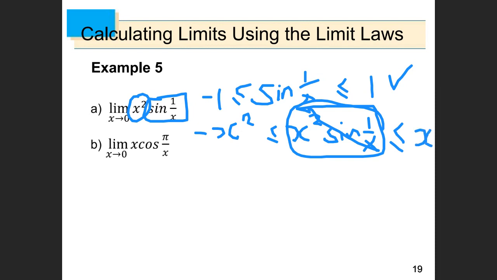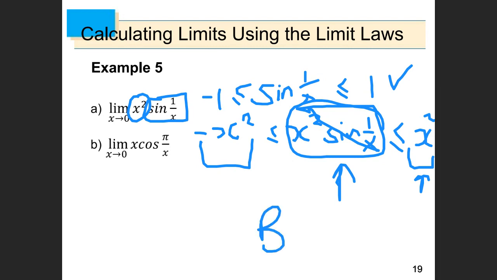Now, squeeze theorem says test the limit as x approaches 0 of minus x squared, and test the limit as x approaches 0 of x squared. If those two limits are the same, then you conclude that the limit of the middle function as x approaches 0 is equal to that same value. So the limit as x approaches 0 of minus x squared is 0, because minus 0 squared is just 0. The limit as x approaches 0 of x squared is 0 squared, which is also 0. Because those two limits are the same, we conclude that the limit as x approaches 0 of x squared times sine of 1 over x is also equal to 0.